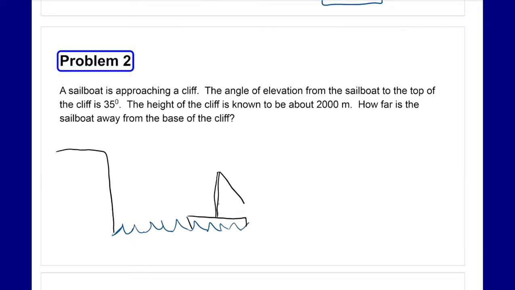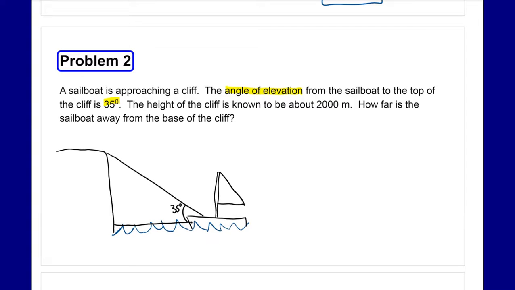And then we can start adding in the information. Right, so we have to go back and read it. It's approaching the cliff. The angle of elevation to the top of the cliff is 35 degrees. So if I were to draw a line roughly going from the top of the cliff to my sailboat, that angle is 35 degrees.